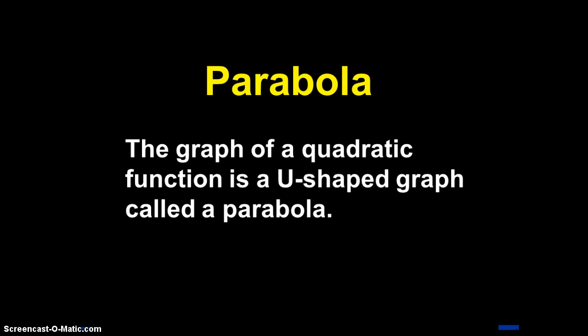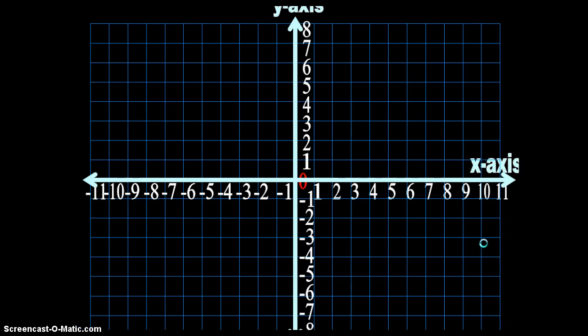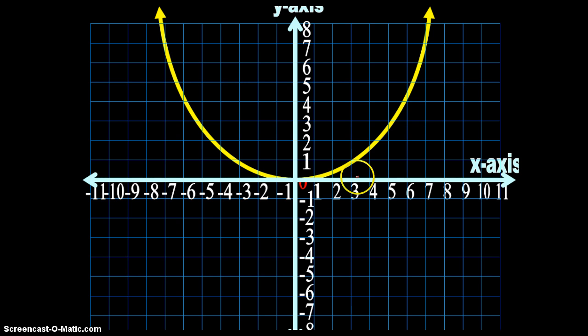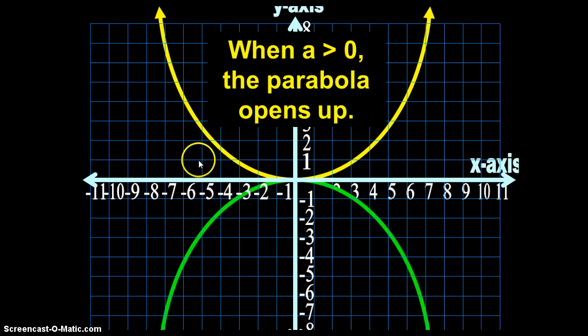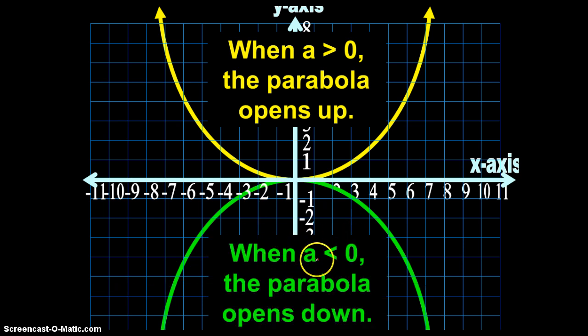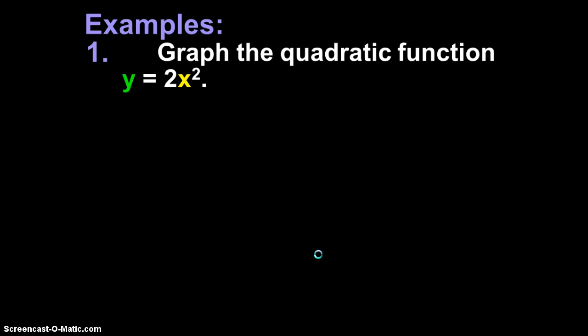Whenever we are graphing a quadratic function, we will be graphing a parabola. The graph of a quadratic function is a U-shaped graph called a parabola. This is a parabola. In the first one and in this one, a is positive, so a is greater than 0, and our parabola opens upward. In the next one, the parabola opens downward because a is less than 0. So let's look at an example. For now, let's just look at one example.